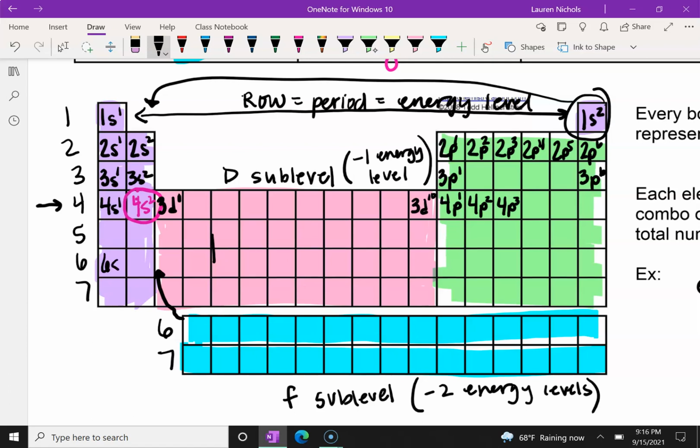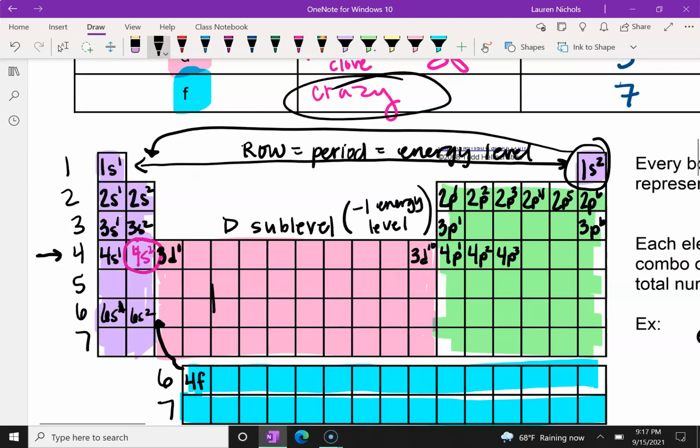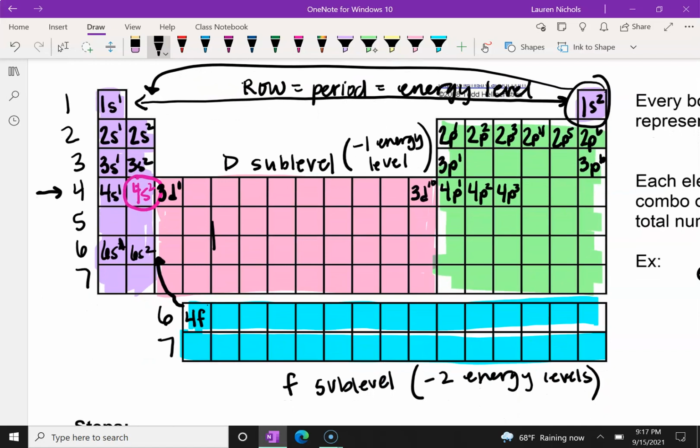And so, for example, 6s1, 6s2. So row 6 minus 2, this would be 4f. So basically, electrons would rather fill in all of energy level 5 and start a part of energy level 6 before it even touches the F sublevel on energy level 4. Because the shape of F, remember we said, is crazy, and it just doesn't want to deal with that mess. So this would be 4F1 all the way to 4F14. Okay, so that's kind of what happens there.